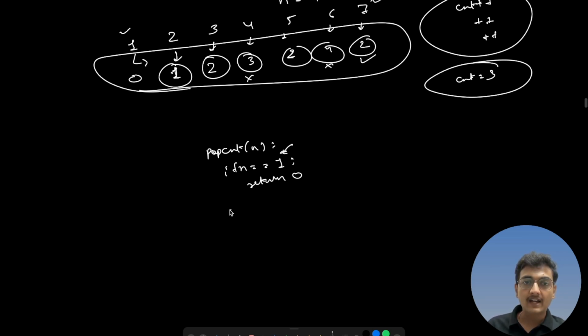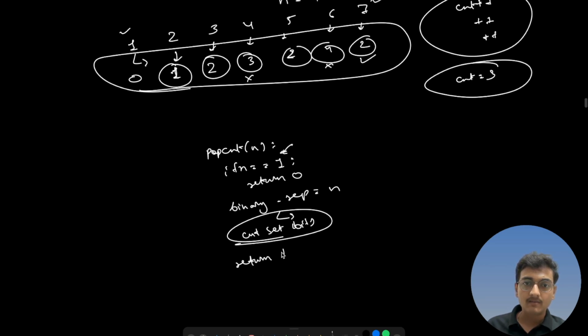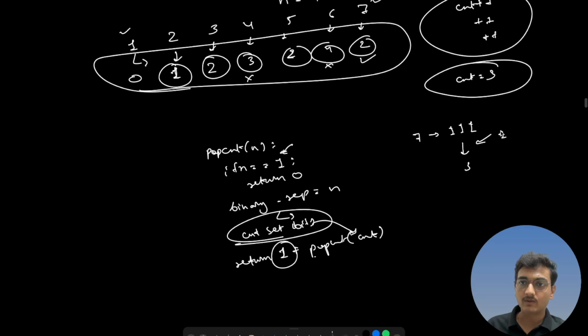Otherwise, I will go to the binary representation of that number, and I will check the count of set bits. Whatever that count of set bits gives me, I can return 1 plus pop count of this count of set bits. Why am I adding 1 here? Because for converting 7 to 3, I used one depth. That's why I add 1 here and I call for this 3 now. I hope this is clear to you.